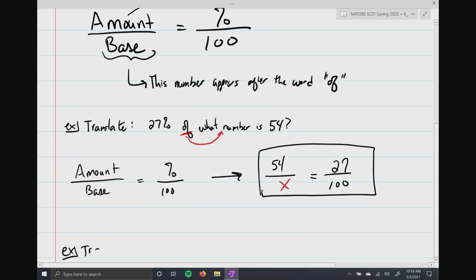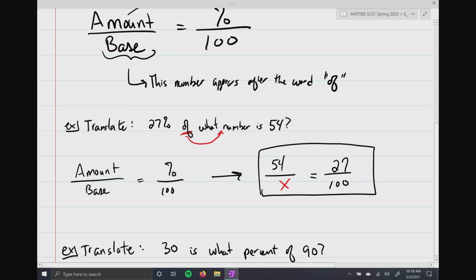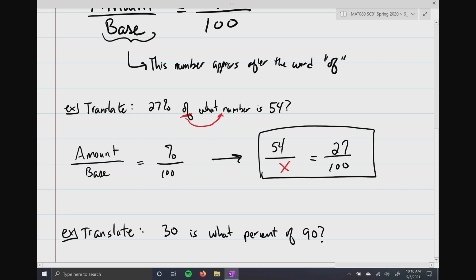Remember, all I want you to do is translate it. I don't want you to solve anything yet. All right? And there's your problem right there. 30 is what percent of 90?